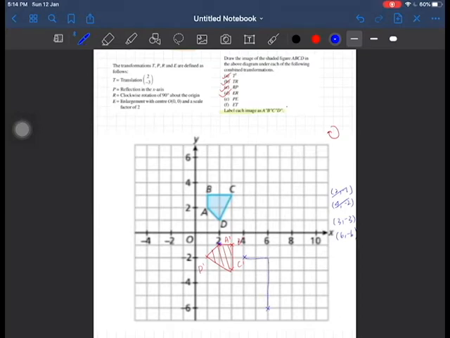So we know it's this shape. And again, we'll take this: (1, -2), (2, -4), (2, -4). Right. So here's our final image. Remember to label it, okay?